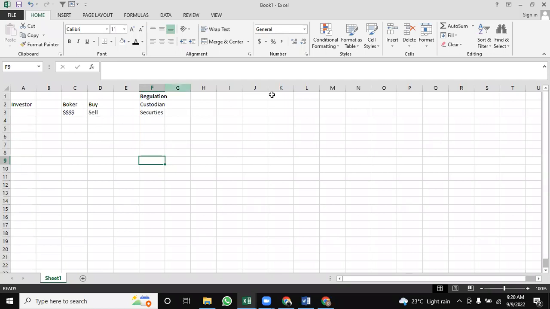Once the broker makes a deal with another person to sell the securities, he will inform the custodian to remove these securities from this client's account and deliver them to that other person. Are we clear till here? That delivery can only happen through the depository. No other place. Now, does it make sense?